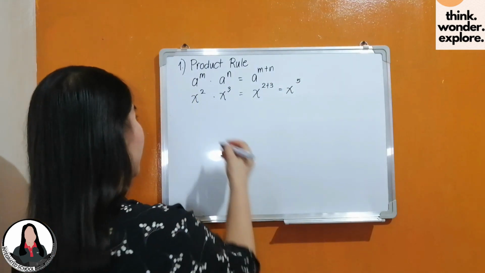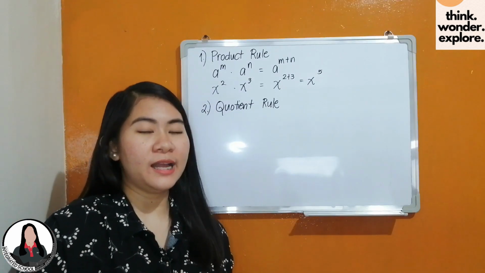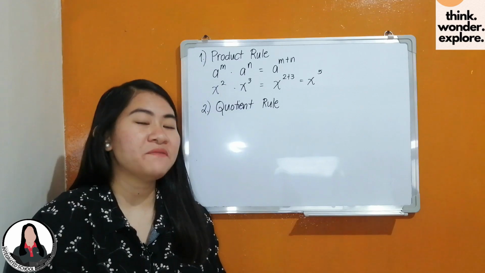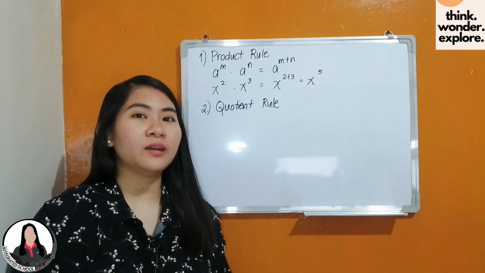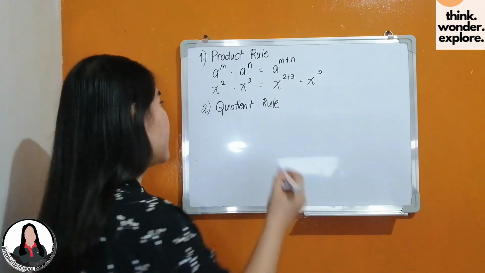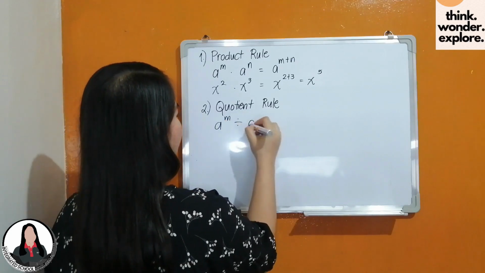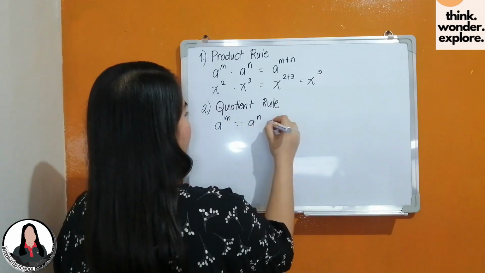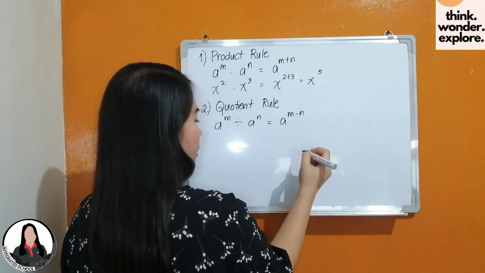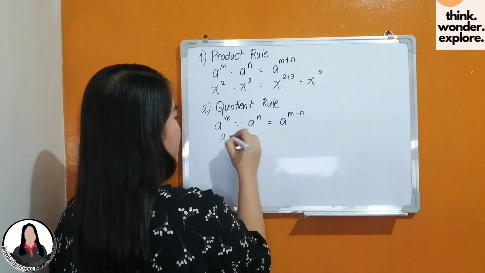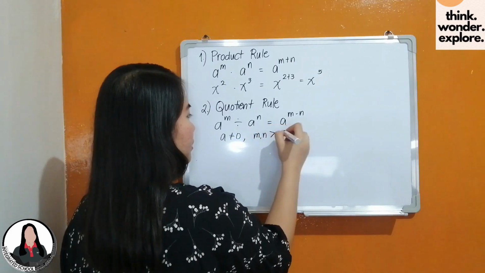Next, we have the quotient rule. Quotient rule states that in dividing two exponentials having the common base, we just have to retain the common base and subtract their exponents. In symbols, that is a raised to m divided by a raised to n equals a raised to m minus n, given that a is not equal to 0 and m and n are greater than 0.